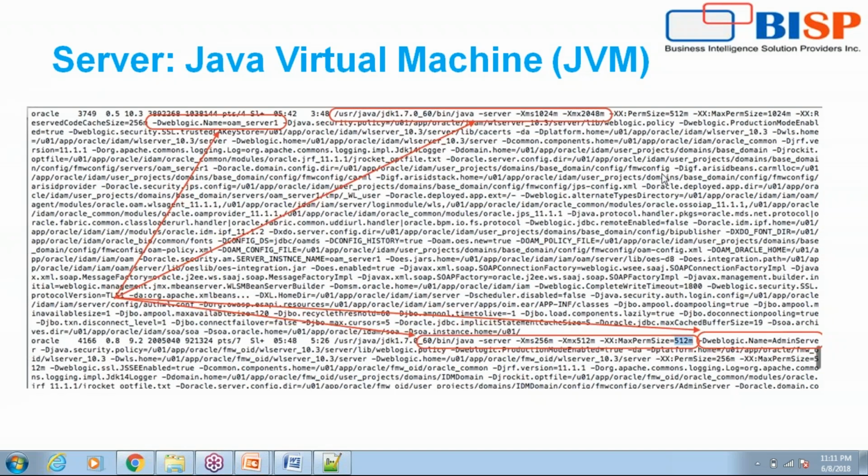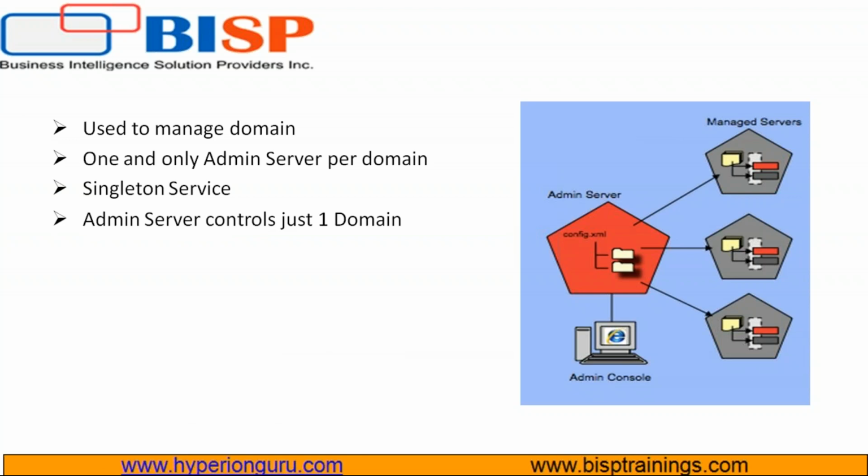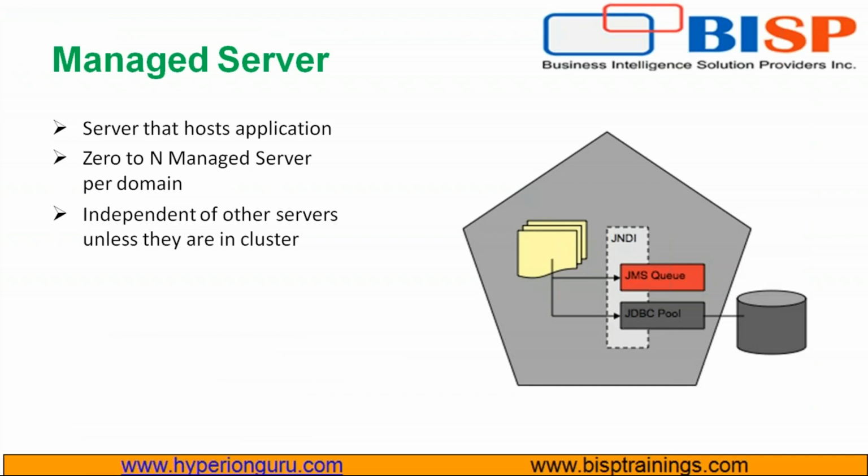Right, so the admin server: there is just one admin server, and it is managed using the admin console. With the admin server, you can control your managed servers and resources and services. As I said, there can be only one admin server, a singleton service. The managed server is the one where you deploy your applications, and it hosts them. You can have 0 to n managed servers, independent of clusters.